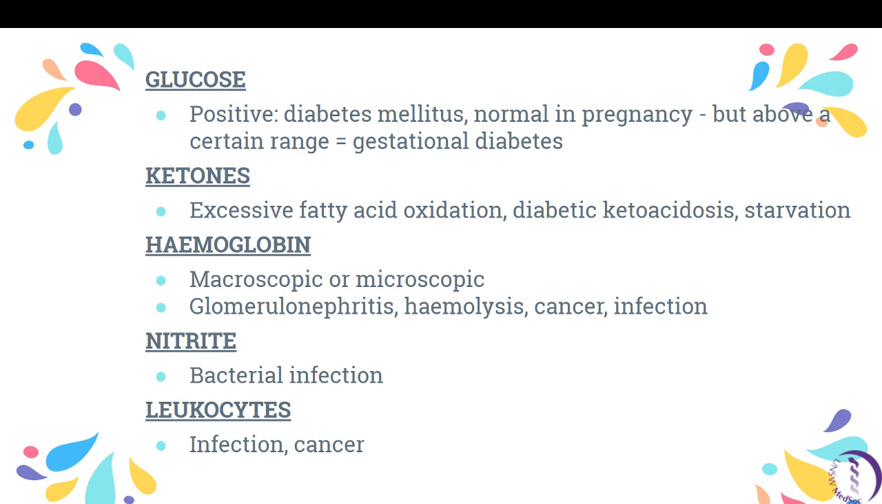Ketones suggest excessive fatty acid oxidation, diabetic ketoacidosis, or starvation. Hemoglobin, you break it down into macroscopic or microscopic, and this might indicate glomerulonephritis, hemolysis, cancer, infection. Nitrites indicate that there could be a bacterial infection, so they might have a UTI, and leukocytes indicate infection or cancer. Like I said, you don't need to know what this result could mean, you just need to comment on it. When you're actually doing it, you just report back as you go, because if you have to comment on every single thing, you might forget. So just say that glucose is a bit elevated, ketones are normal, hemoglobin is normal, nitrite is normal, leukocytes are normal. This is what you get based off the urinalysis itself.